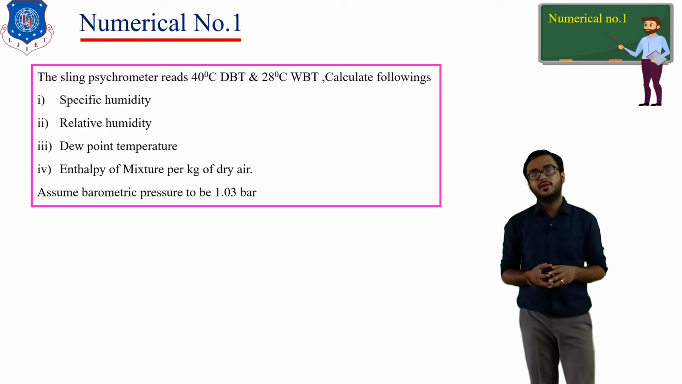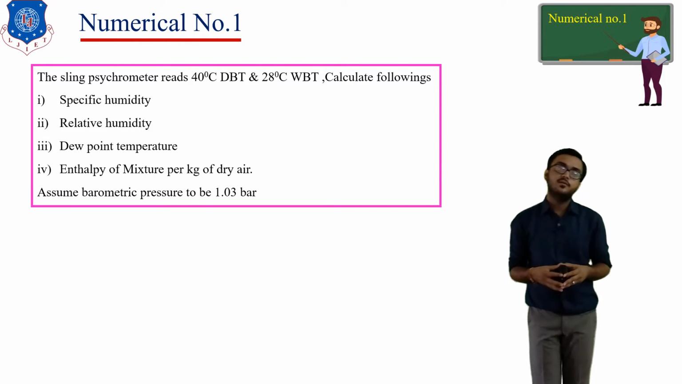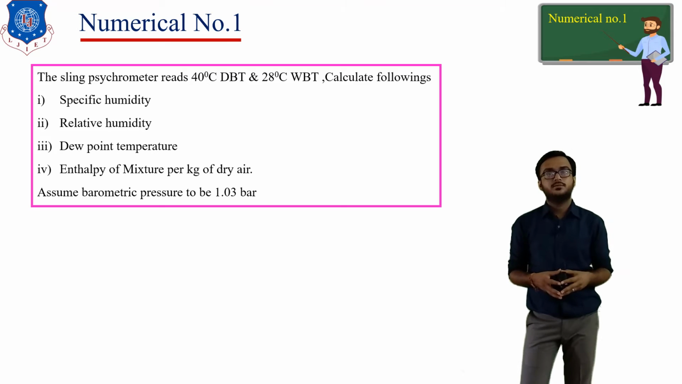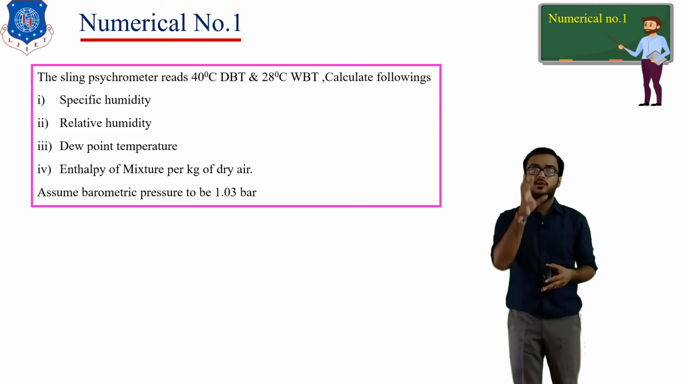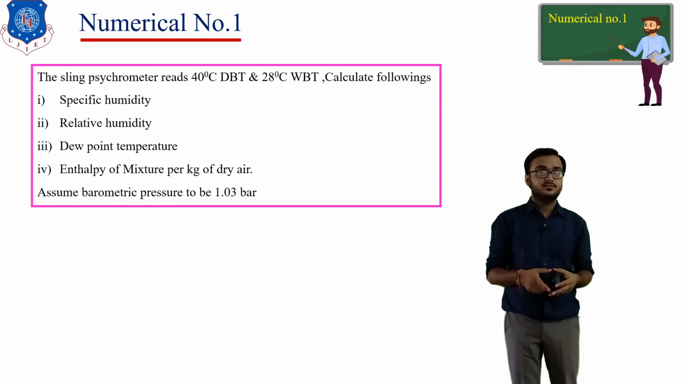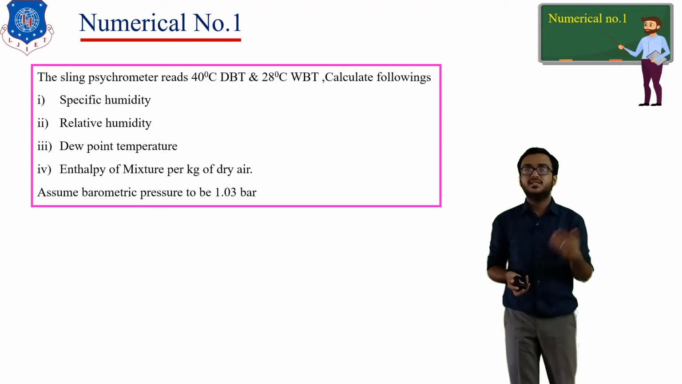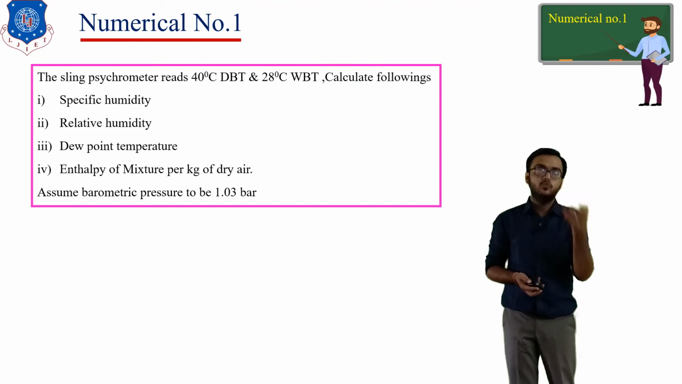Now what about relative humidity? Just recall my previous session and tell me. You can say relative humidity phi is equal to Pv by Ps. We have the value of Pv from the Carrier partial pressure equation. Now Ps stands for the saturation pressure, that we need to find.